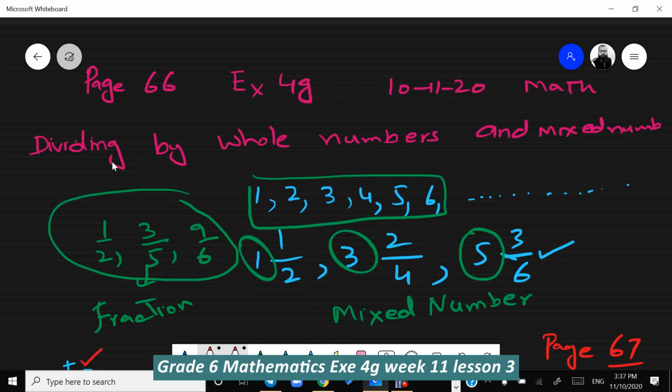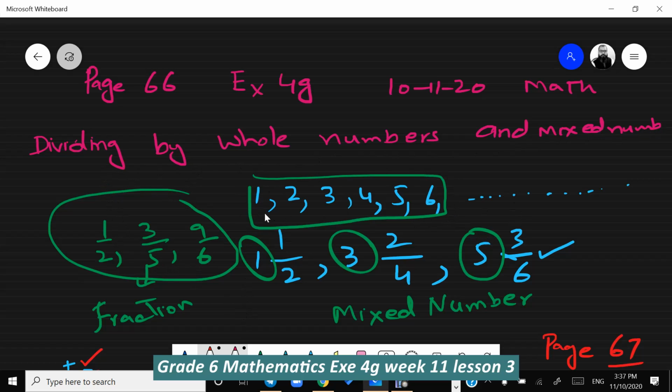Dear students, today's lesson is about exercise 4G, and this 4G is on page number 66. Today the date is 10 November, and this is the mathematics class. My name is Rafaqat Ali, and we will discuss dividing by whole numbers and mixed numbers.